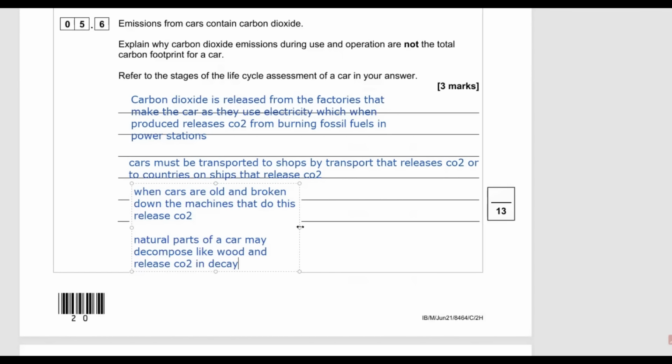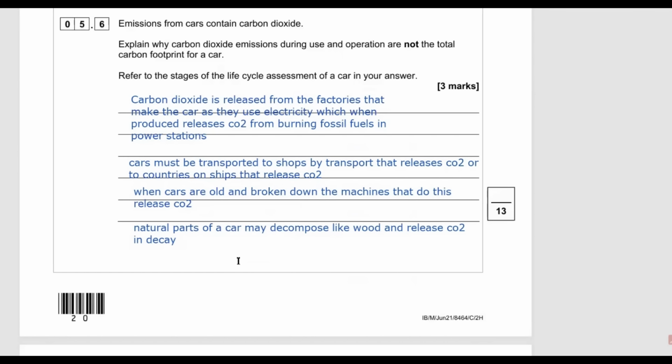Or what happens when we have to melt the glass down to recycle it? Well, that's using energy again, releasing carbon dioxide. So lots of different ways that carbon dioxide is released in this process. Maybe some of the parts are put in landfill and all of that kind of stuff.